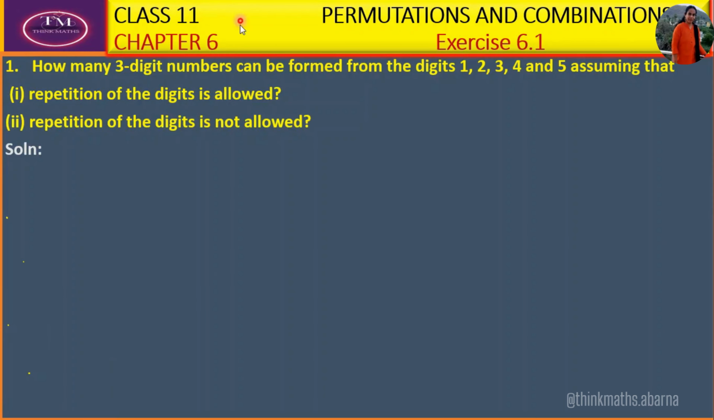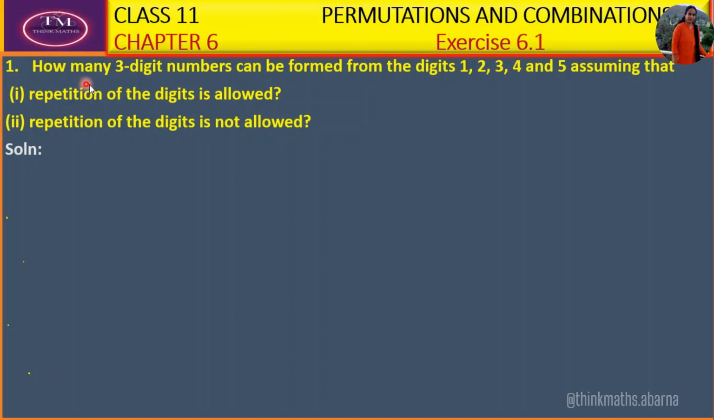We are in class 11 Maths, chapter 6, Permutations and Combinations. In this session, we are going to discuss exercise 6.1. In exercise 6.1, you have 6 questions. All 6 questions will be discussed in this session. It is a very simple exercise based on the fundamental principle of counting. So let us get into the problems.